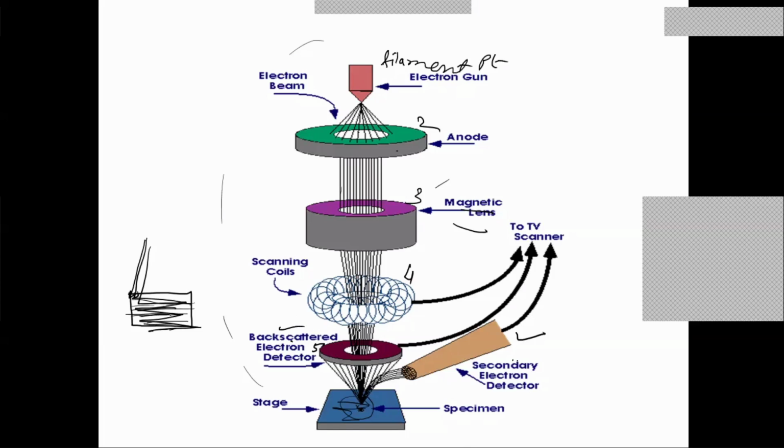Now see what happens. The beam of electrons is falling on the specimen. It is falling on the powder. Now when this electron falls on the powder, what happens? The electrons that are falling on the specimen will be reflected. That we call a backscattered electron. जो इलेक्ट्रॉन इंसिडेंट हो रहे हैं वही इलेक्ट्रॉन वापस रिफ्लेक्ट हो रहे हैं, right? So they are known as backscattered electrons.